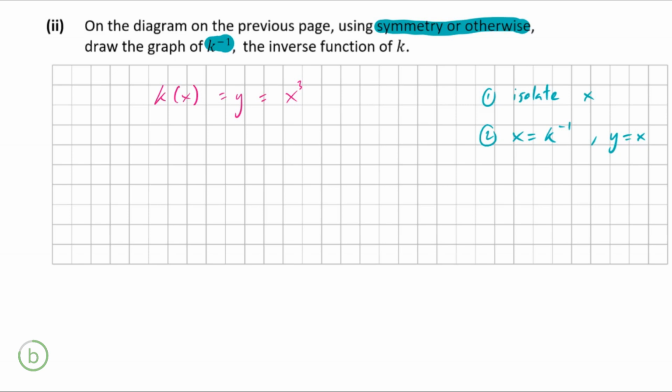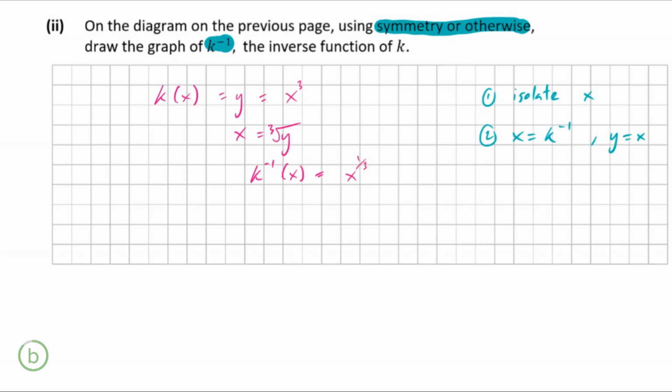And we're just going to quickly write down 2 steps, which is first to isolate x, and I'll explain the second step in a minute, but first of all we're just going to isolate x. So x is equal to the cube root of y. Now for our second step, we're going to let x be the inverse function of k, so we're going to rename x. And we're also going to rename y, just to replace that with x. So that's kind of the 2 steps involved in this. So therefore the k inverse of x is equal to x to the power of a third.